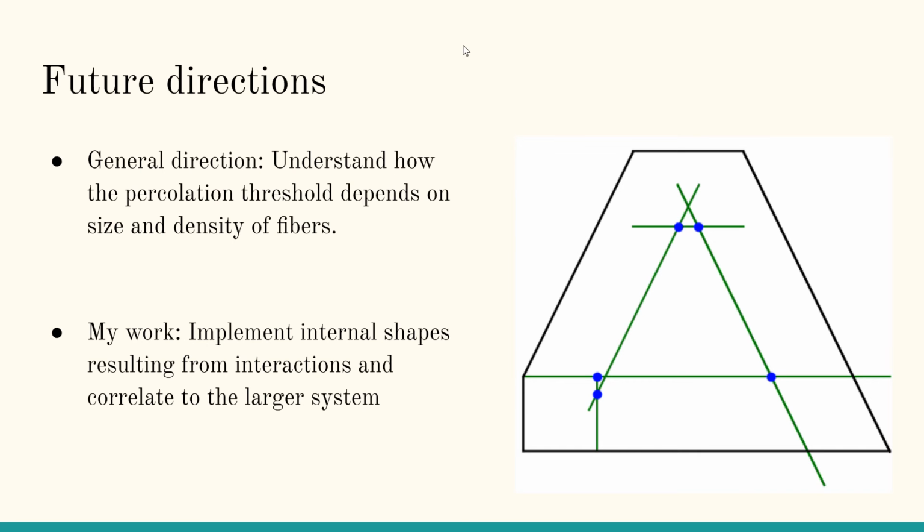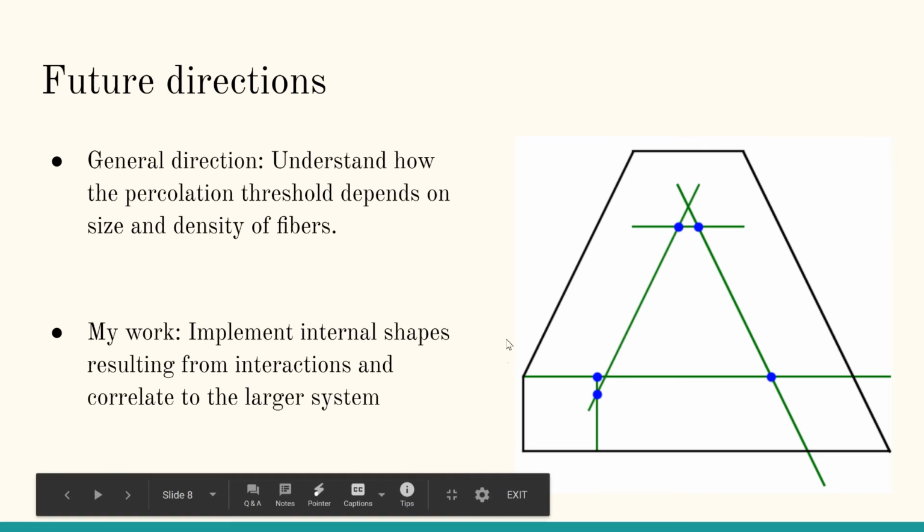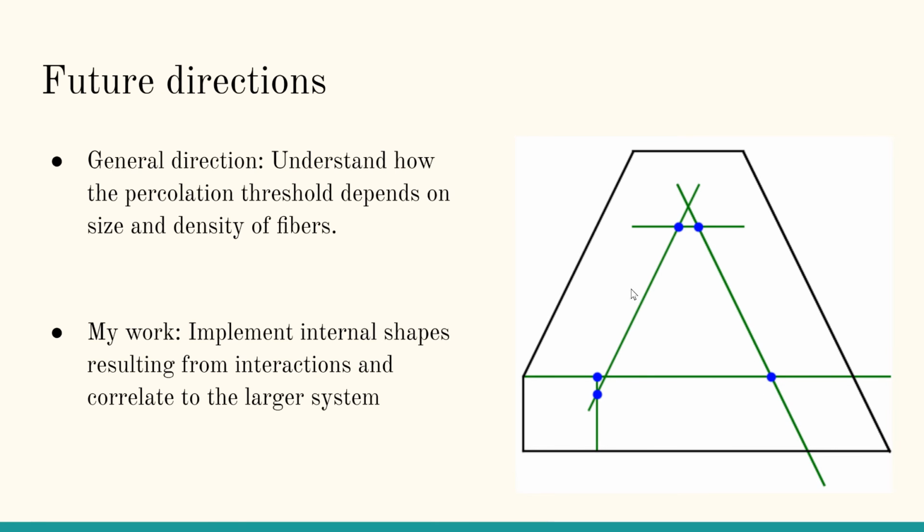Future directions for this research will generally be to understand how the percolation threshold depends on the size and density of the fibers. My work specifically will be to implement the internal shapes that I came up with that result from the interaction between the fibers that form polygons and the circles that are deposited on these fibers, where the green lines represent how far the circles can reach into the polygons.